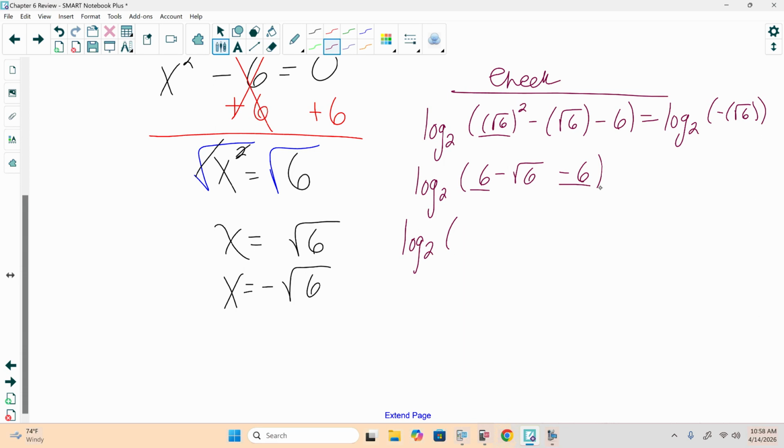Well, our 6 and negative 6 would be 0, leaving us with log base 2 of negative square root of 6. On the right-hand side, our negative square root of 6 is just going to become negative square root of 6. So once we finish simplifying everything inside the log, before taking log base 2 of each side, we get log base 2 of negative square root of 6 is equal to log base 2 of negative square root of 6. Is this a true statement?